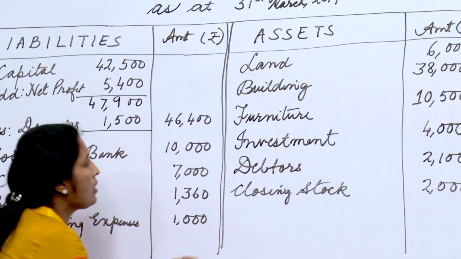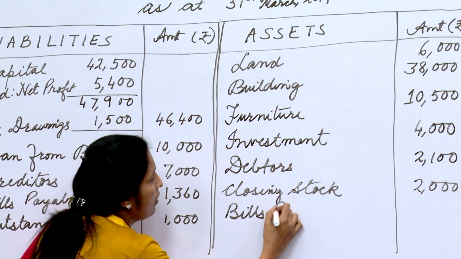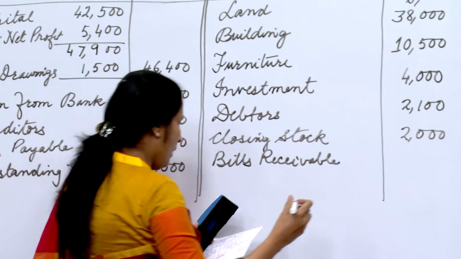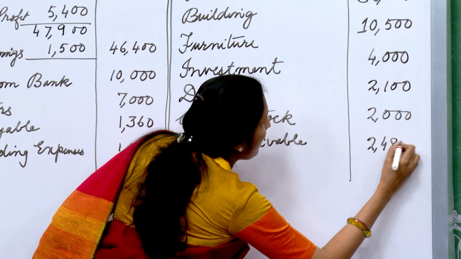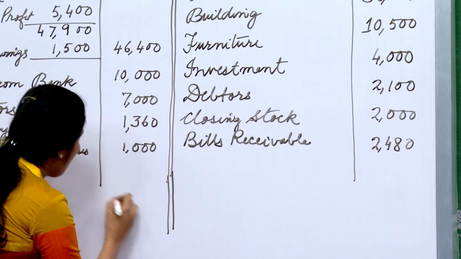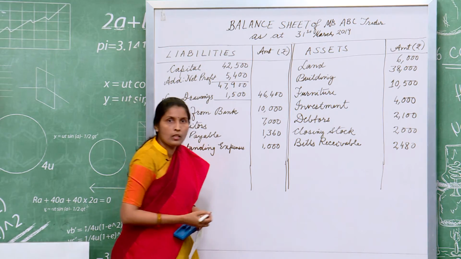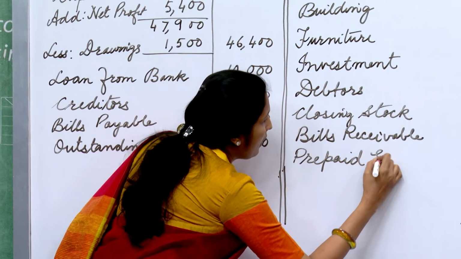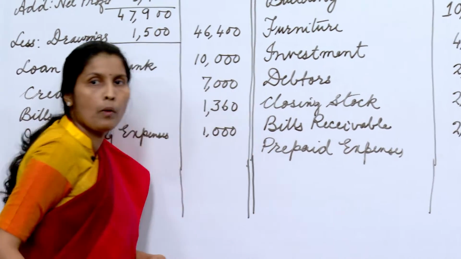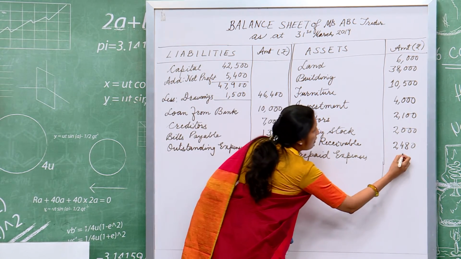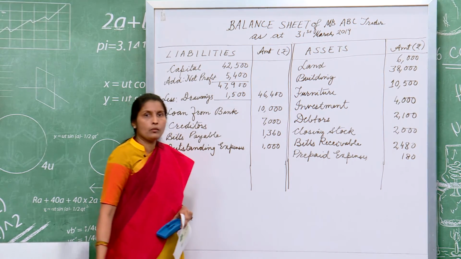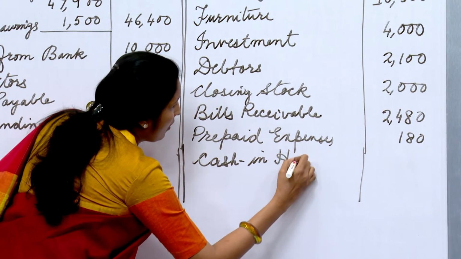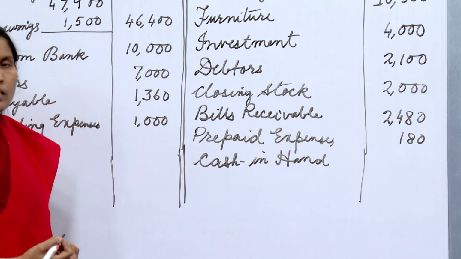Next we have bills receivable. The bills receivable amount given to us is rupees 2,480. Let me just increase the size, and then we have the next item on the asset side, prepaid expenses. The amount given to us is 180. And lastly, we will have cash in hand, that is on the asset side. The cash in hand amount given to us is 500 rupees.